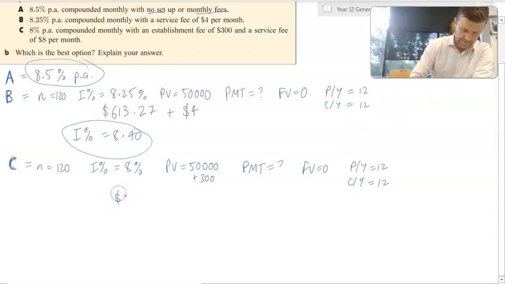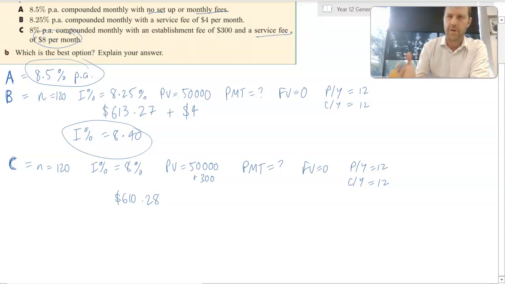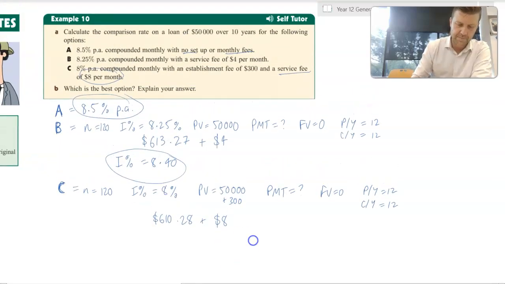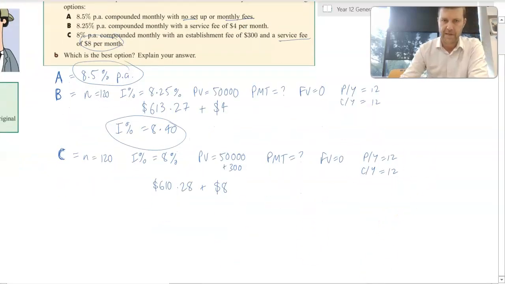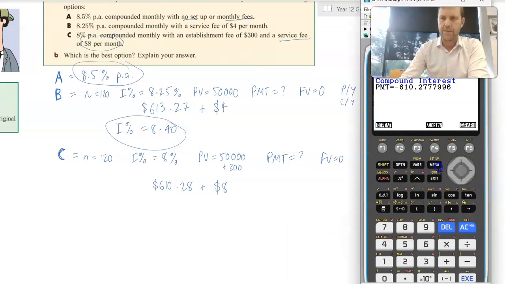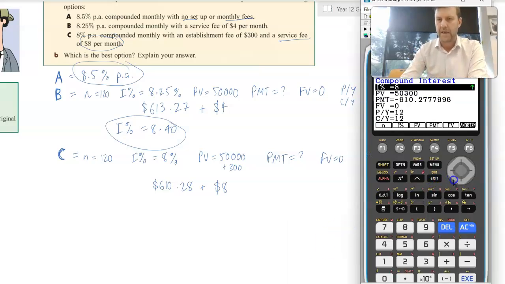So $610.28. But keep in mind, we have a $8 service fee per month. We are now going to add that $8 service fee to this amount and pop that back into the graphics calculator. I do want to point out one thing here, though, that might be hard to get your head around as to why, and I'll try and explain it the best I can. So first of all, let's put in minus $610.28 plus the $8.